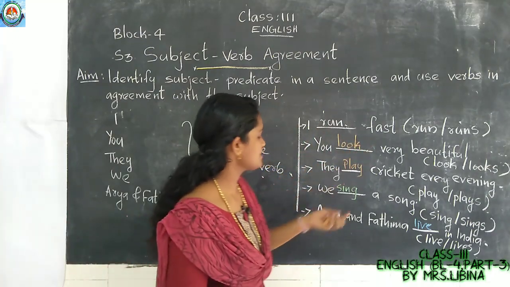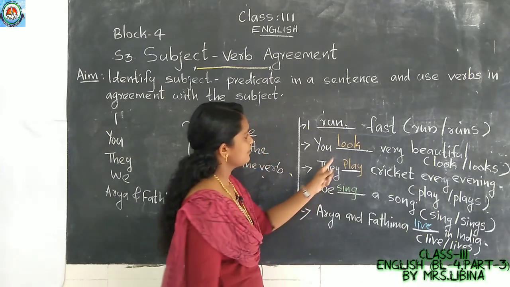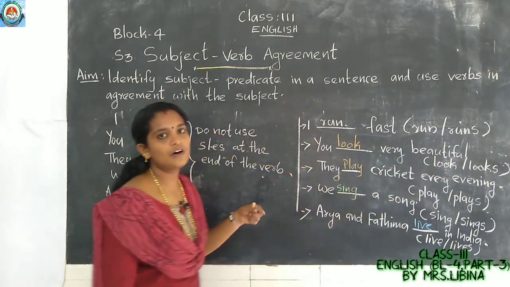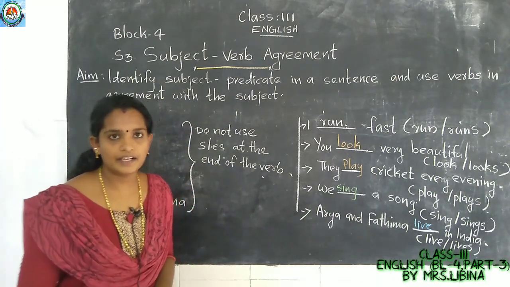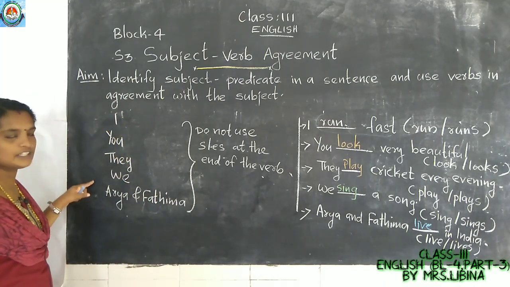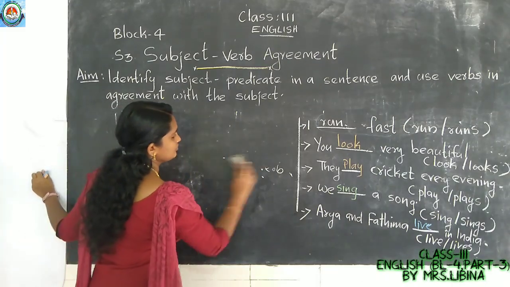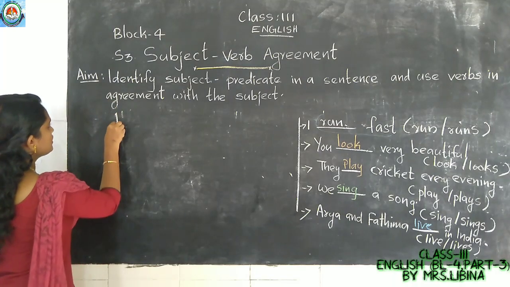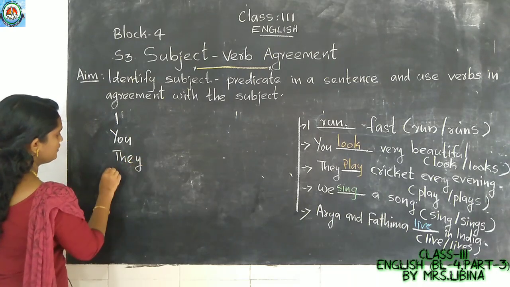I run fast. From here, this is the predicate part. From here, look very beautiful is the predicate part. In that way also, you have to identify which one is the subject and which one is the predicate. And also, just write down this into your notebook. Then, you have to write down this also to your notebook. I, you, they, we.